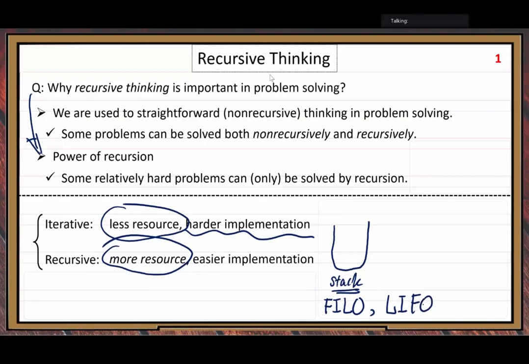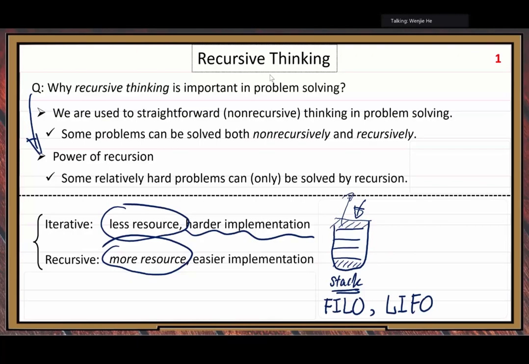You push into the stack. So the stack is like this. The first one you push in is at the bottom, so the last one you get out. The last one you push in is on top, so it is the first one you retrieve from the stack. So the stack has this property. Now we can use this stack property to implement recursion.